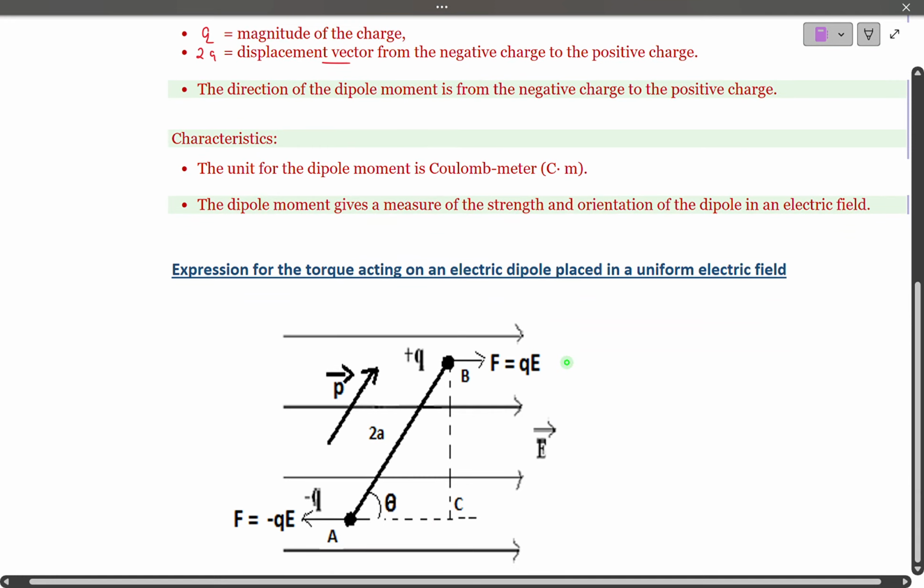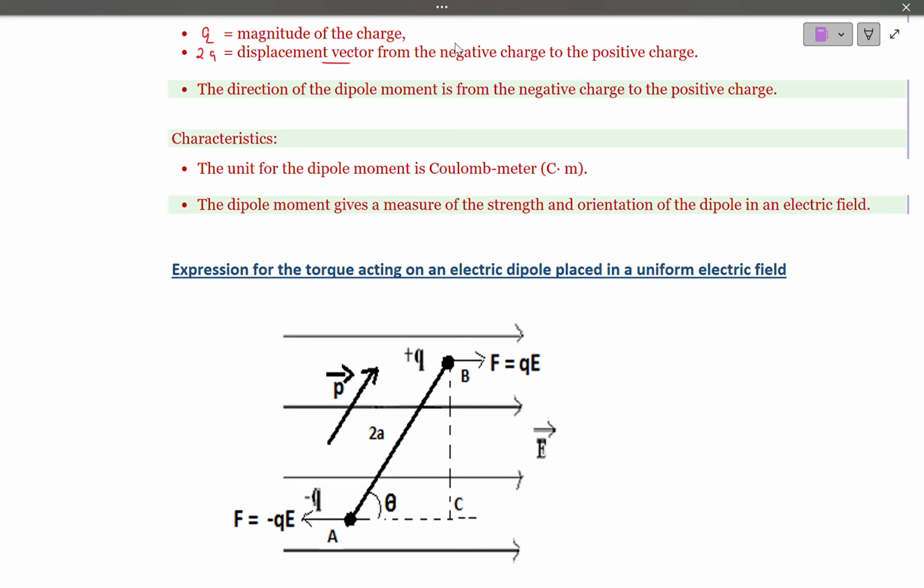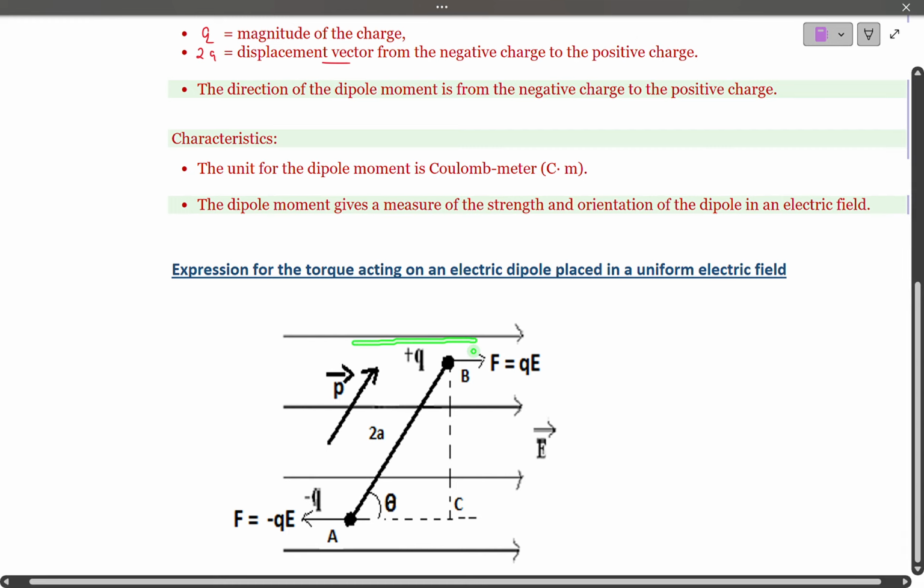Next, let's see the expression for the torque acting on an electric dipole placed in a uniform field. So this is the diagram. Here, these parallel lines represent the uniform electric field. Each parallel line represents uniform electric field, and these A, B are the two charges, negative Q and positive Q, placed at the positions A and B. These two equal and opposite charges are separated by a distance 2a.